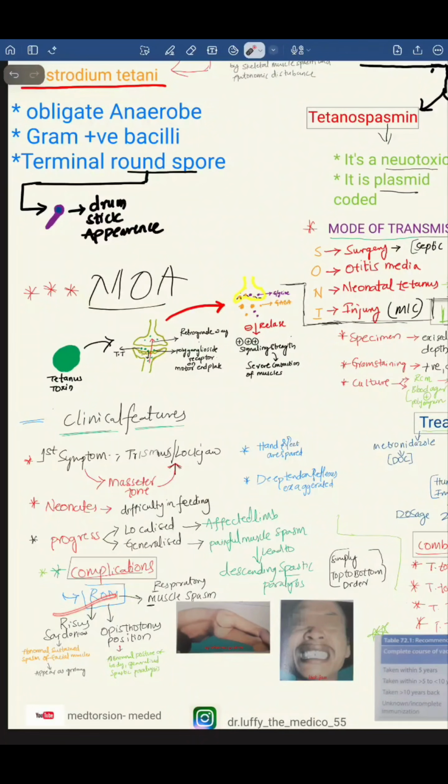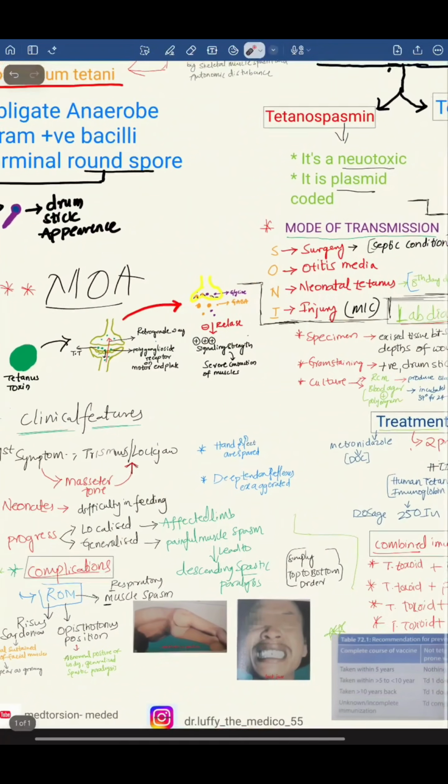In risus sardonicus, abnormal sustained spasm of the facial muscles is seen, which appears as grinning. Risus sardonicus is also known as grinning. This is the case of lockjaw, and this is the opisthotonus position. In the opisthotonus position, the abnormal extensor muscles are contracted, so an arch can be seen.